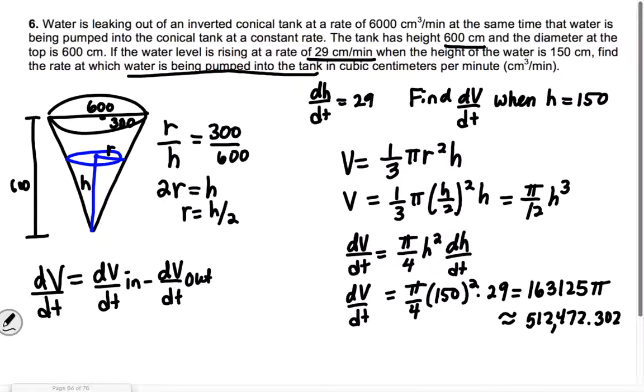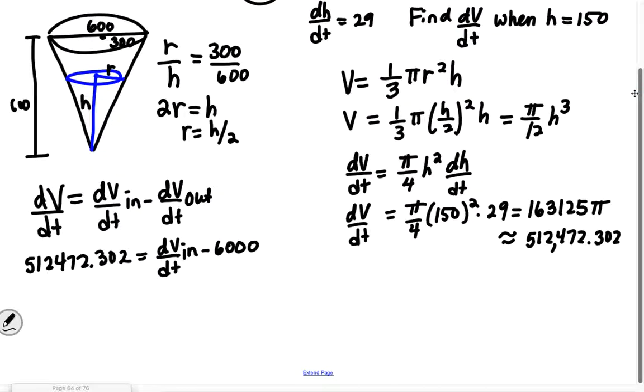All right. So now the question is, what is the rate at which the water is being pumped into the tank? That's the total change in volume, that 512,472.302 number. And we know that the amount of water coming out is 6,000. So I add 6,000 to it, which should make sense because we're undoing what's leaving the tank, right? So our answer, our amount coming in, is 518,472.302 centimeters cubed per minute.